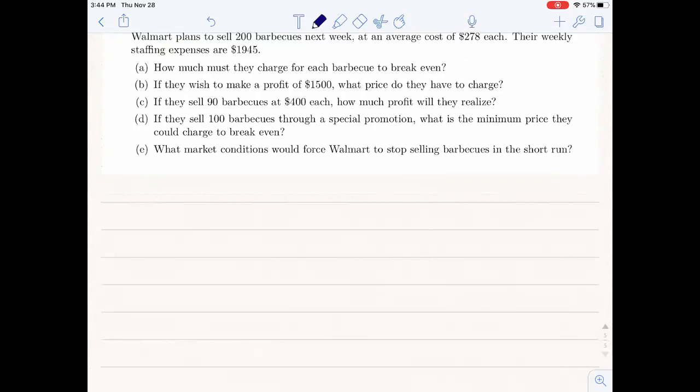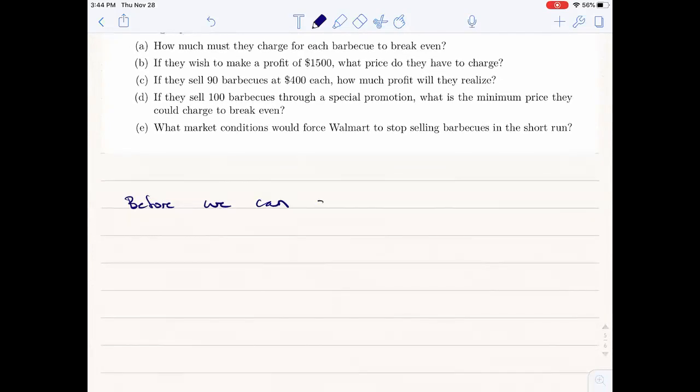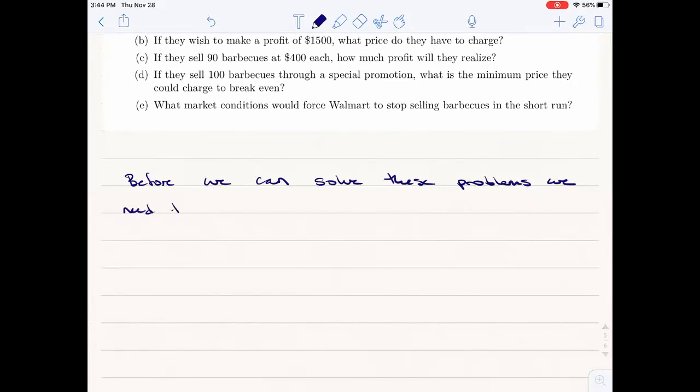All right, so here we go. Before we can solve these problems, we need to find the profit function.